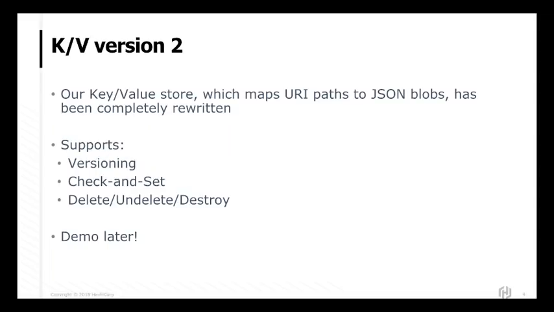KV v2, so our key value store, which maps URI paths to essentially JSON blobs. So it's like a key, and that's the value. It has been completely rewritten. And we still support KV version 1, it's not going away. That's something that you can choose. There might be various reasons. It's a little bit faster, a little simpler. But KV v2 supports versioning, check-and-set, and delete, undelete, and destroy. And I'm going to be demoing this later, so you'll get to see all of those things.